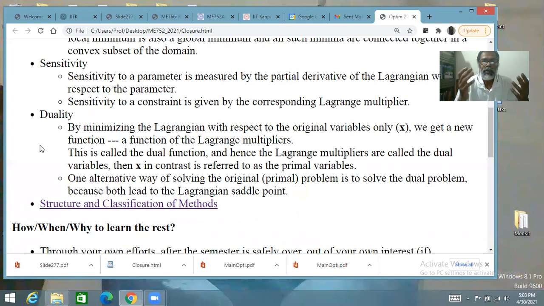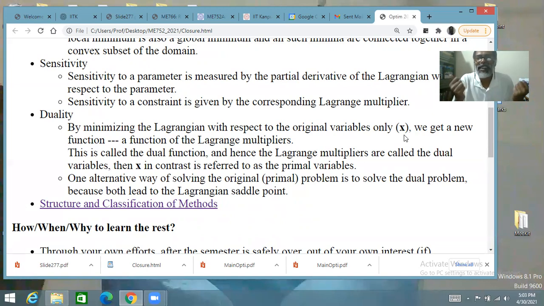Now, we discussed earlier that at the solution point, the Lagrangian has a minimum with respect to the x coordinates, not the lambda and mu coordinates. Now, the path to duality is by minimizing the Lagrangian only with respect to the x variables, the original variables, keeping the Lagrange multipliers constant.